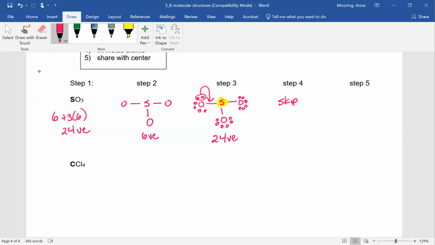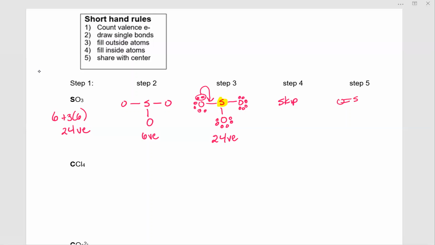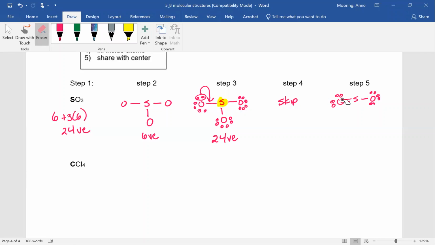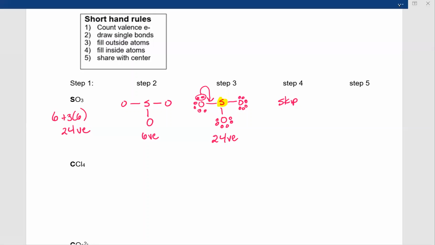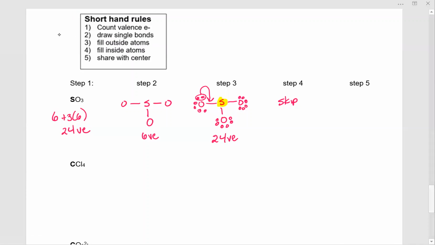And so now I end up with S, double bond O, O. I have my electrons. You know what? I don't like that drawing. I'm going to redo that. Okay, now I have a double bond. Okay, and then another single bond to an oxygen.